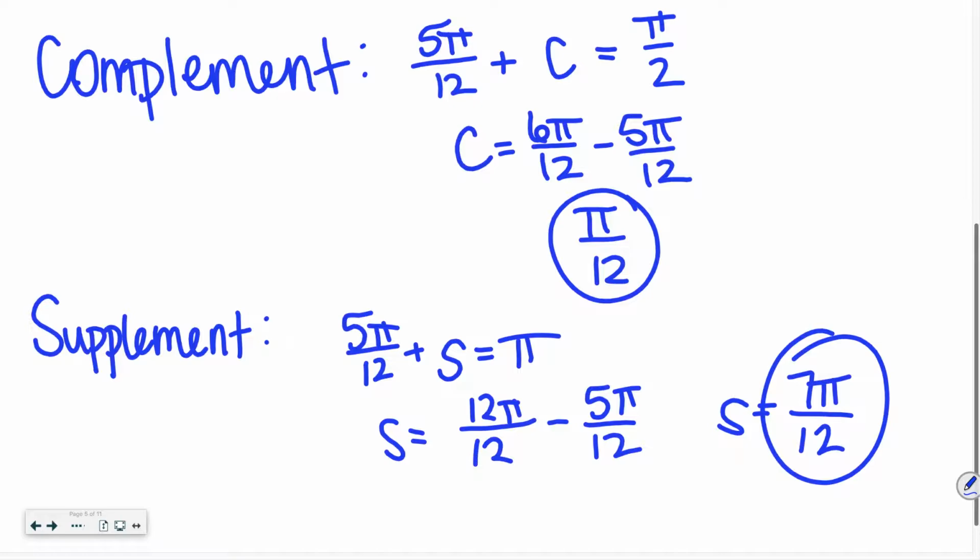Some of you can make common denominators in your head. I'm fine with that. Some of you like to write them down. I'm fine with that. You do what works for you. Okay? But at least write down what you did. Pi minus 5 pi over 12 equals 7 pi over 12. Okay?